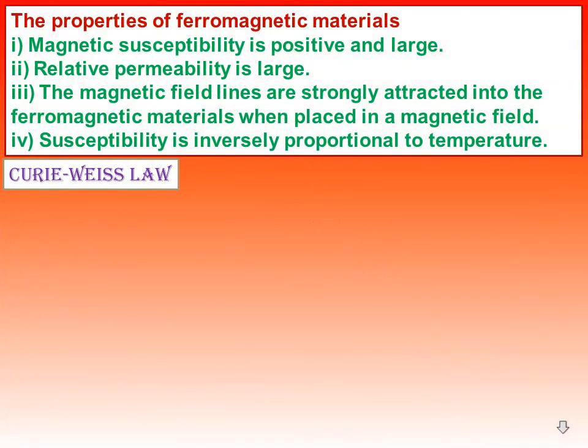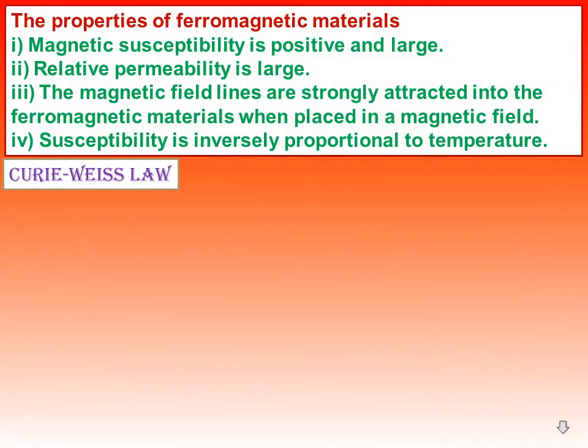Now the properties of ferromagnetic materials. First one, magnetic susceptibility is positive and large. Relative permeability is also large. The magnetic field lines are strongly attracted into the ferromagnetic materials when placed in a magnetic field. The susceptibility is inversely proportional to temperature.